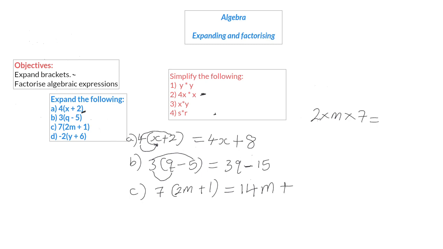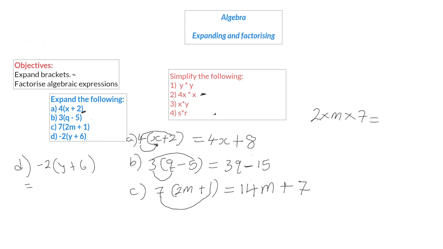Good. And now we can move on to the next one, which is 7 times 1. And that would be 7. All right? 7 times 1, that will be 7. And so we can look at the last one. The last one is negative 2 into bracket y plus 6. Negative 2 into the bracket of y plus 6.